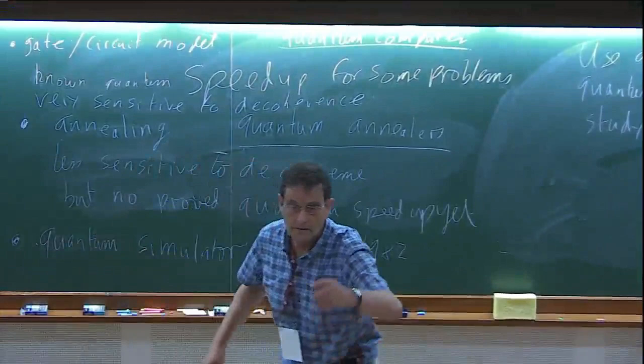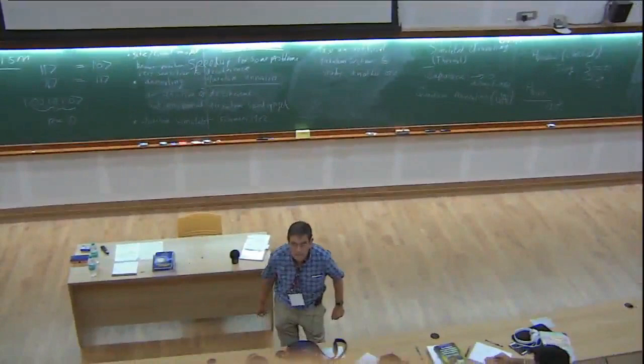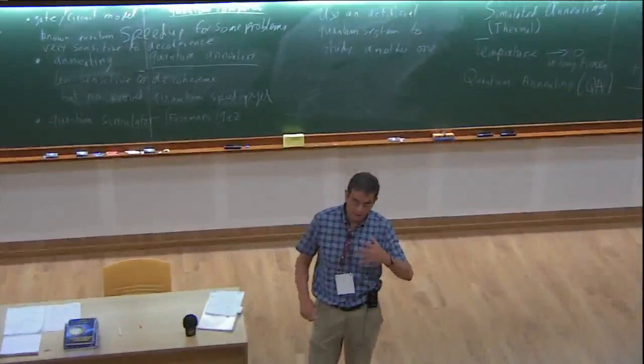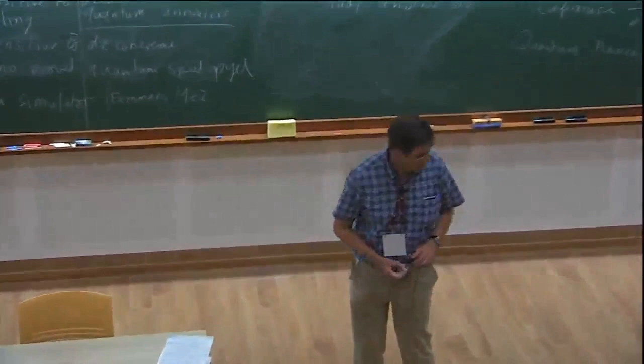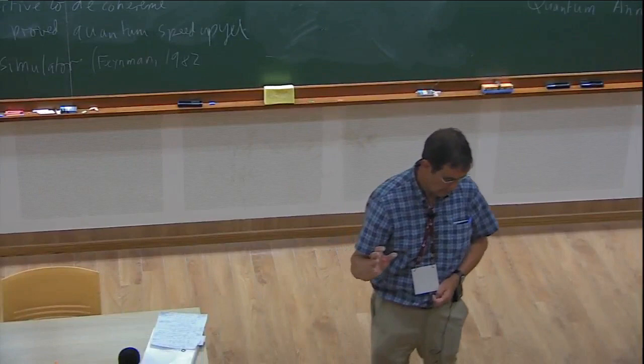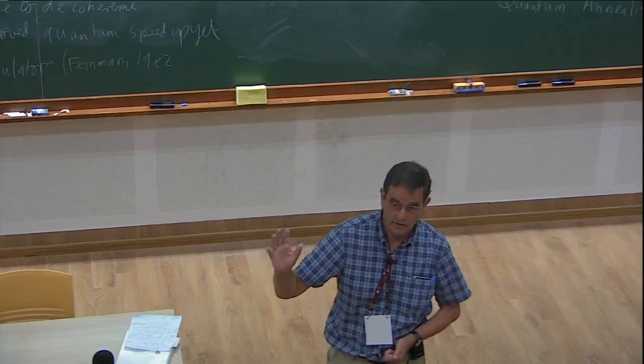Yes. Problems that all three models can solve, are they the same? Because this annealing seems more like a search sort of algorithm, but the gate model is much more general. The gate model is potentially more general, and the annealing is really for this class of optimization problems, which might sound restricted, but actually it's a very, very important class of problems. For example, we're all familiar with the speech recognition algorithms on smartphones, things like that.